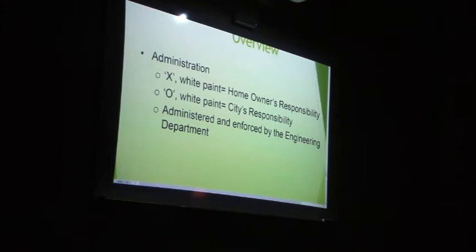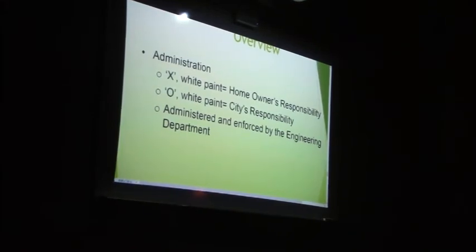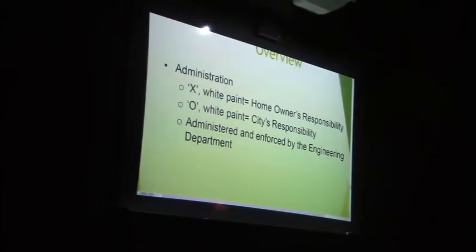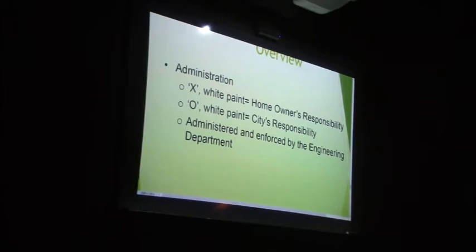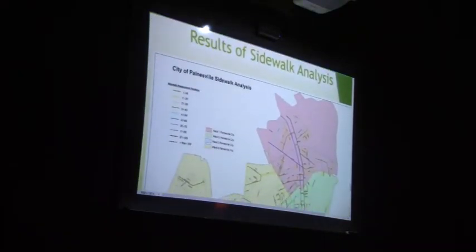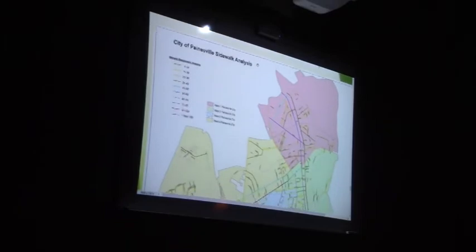As you know, we have put forward the resolution to do the city-owned sidewalks. So we wanted to bring this forward so that people would understand the marks that they're going to see on the sidewalk. So the X would be the homeowner's responsibility and the O is the city's responsibility. It is administered and enforced by the engineering department. So you will see a lot of O's drawn out on the sidewalks throughout the city.